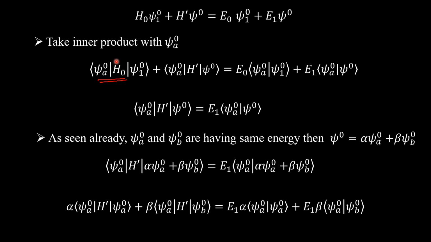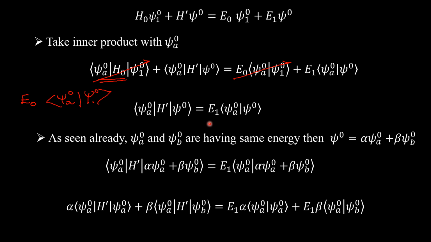H naught will act either on the bra vector or the ket vector, nothing will change. So here you take H naught to the bra vector. When H naught acts on E, A0, we have seen you will get the energy level E naught. Since E naught is a number you can take it out, then you will get E naught times the inner product of psi a 0 with psi 1 0. You can see both will get cancelled. The first term of the right hand side and the first term of the left hand side will get cancelled. So now you will get psi a 0 H prime psi naught on the left hand side.